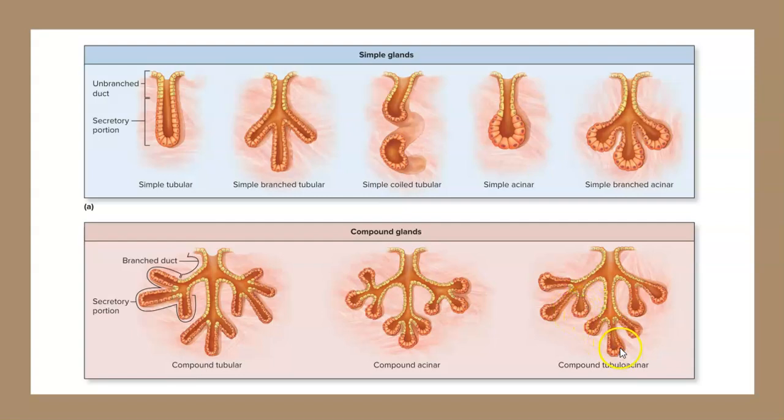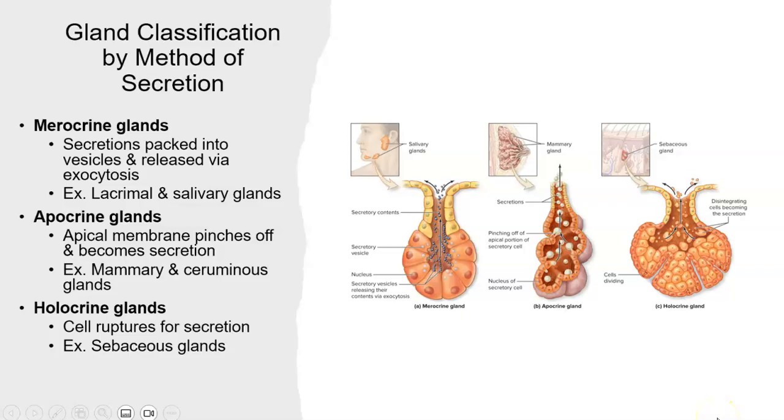And here you have a little bit of both. So part of it is tubular, part of it's acinar. So we call it tubuloacinar. All right, how's that for some terminology? A much more useful means of classification of glands is to look at how they secrete.